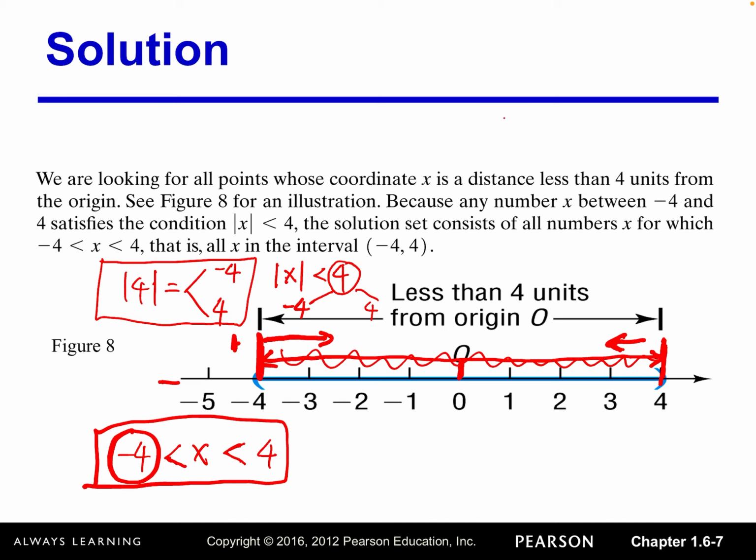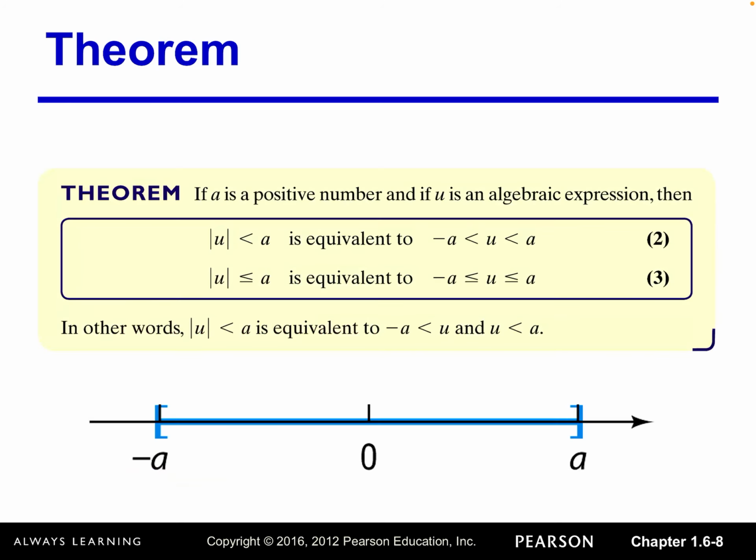Okay, so what about if we have a problem like absolute value of x greater than 4? That will be anything outside of these two boundaries, right? Either on the right-hand side of this boundary or on the left-hand side of this boundary. Okay, so if that is the case, the solution set will be two single inequalities, and they are in opposite directions.